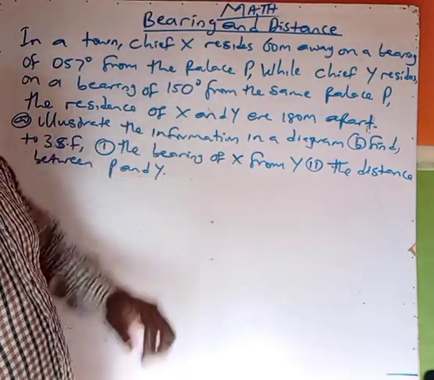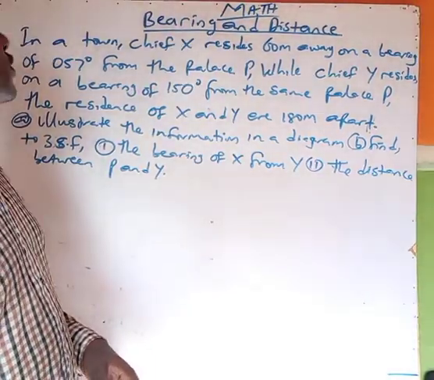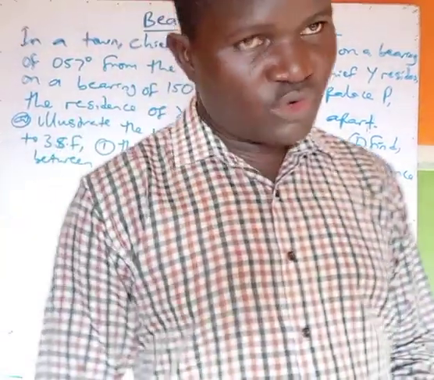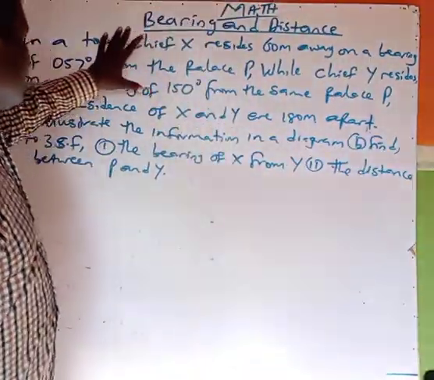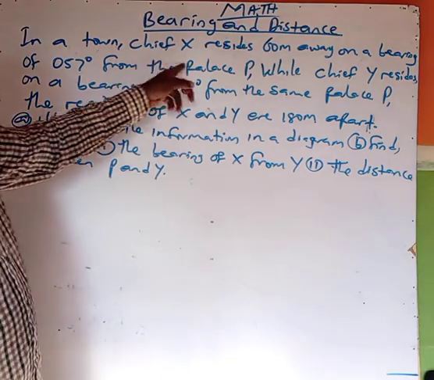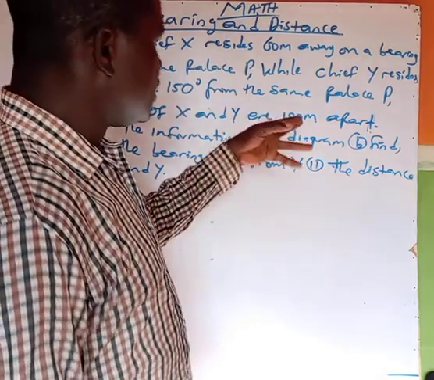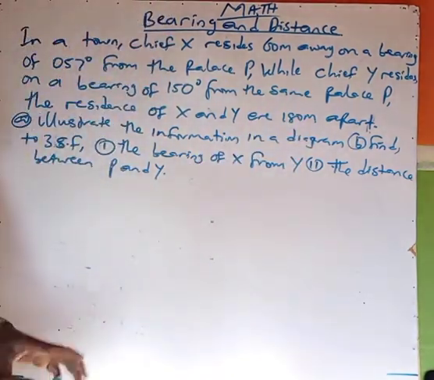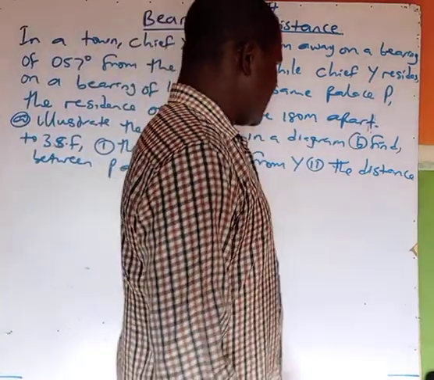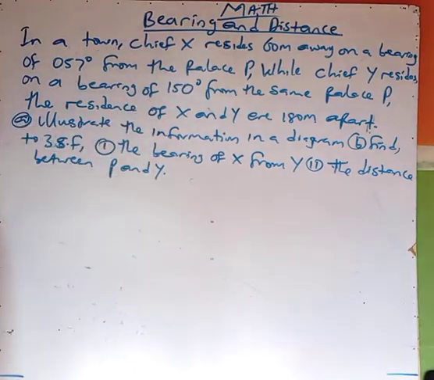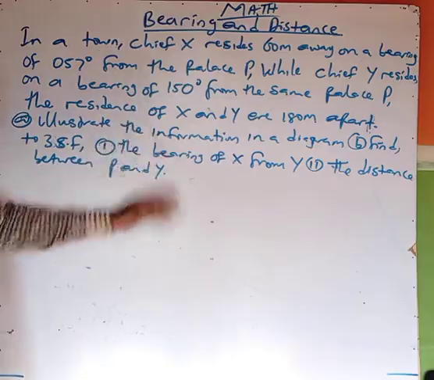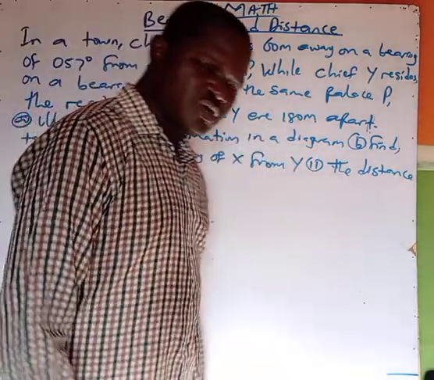Look at this question. In the previous video we talked about bearing and distance. That is how you can interpret it correctly. So look at this question here. In a town, Chief X resides 60 meters away on a bearing of 57 degrees from the palace P, while Chief Y resides on a bearing of 150 degrees from the same palace P. The residents of X and Y are 180 meters apart.